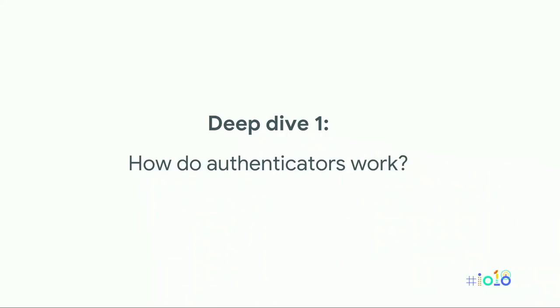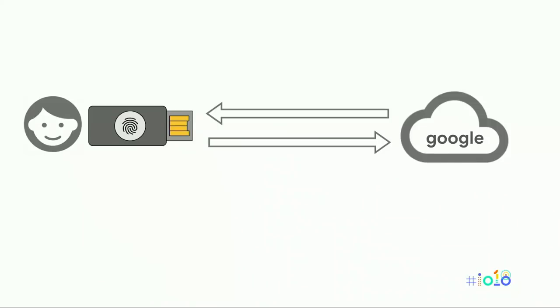So how does that all work? First, let's take a look at how authenticators work in the first place. All WebAuthn authenticators use public key cryptography. There is a one-time setup flow during which the user registers an authenticator with an account. During registration, the authenticator generates a new public-private key pair. The private key is stored locally and cannot be extracted from the authenticator. The public key is sent to the server.